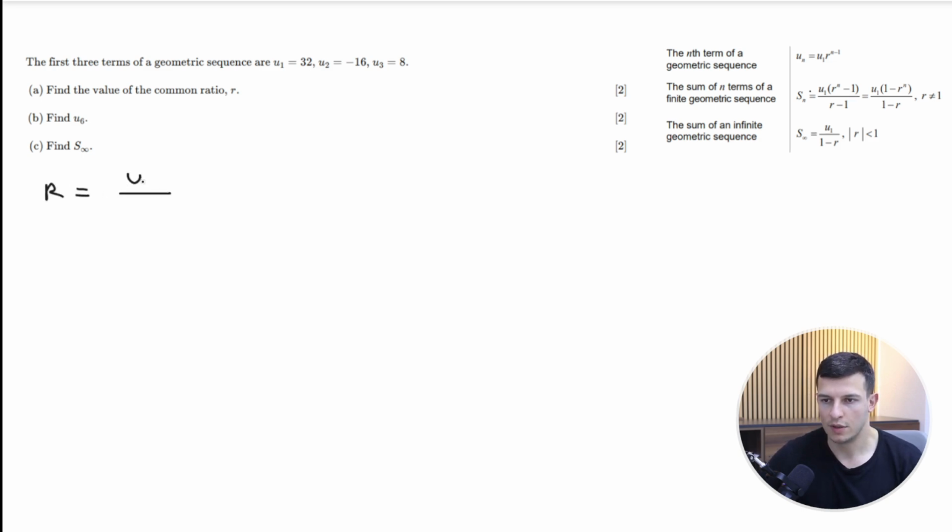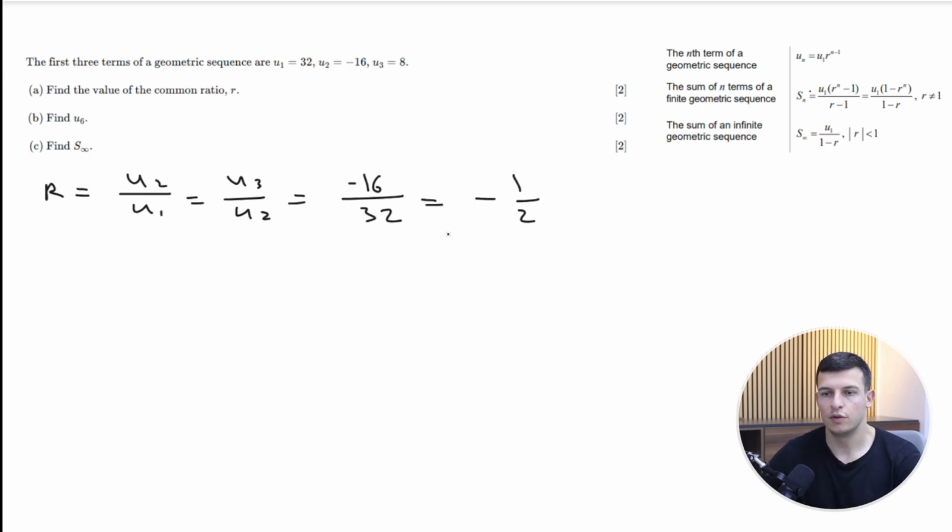Again, the common ratio is going to be equal to either U2 divided by U1 or U3 divided by U2. It doesn't matter, both should give us the same answer. So negative 16 divided by 32, and that's going to be negative 1 over 2. So you notice that we have a value which is less than 1. R is less than 1. How is that relevant? Because of this formula. You know that we're now dealing with an R that's less than 1, so there could be a case of an infinite sequence, which there is if you look at C. But let's do B first.